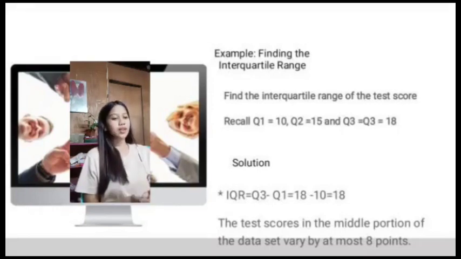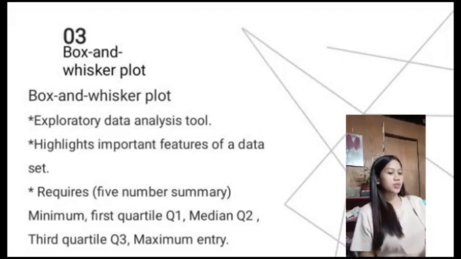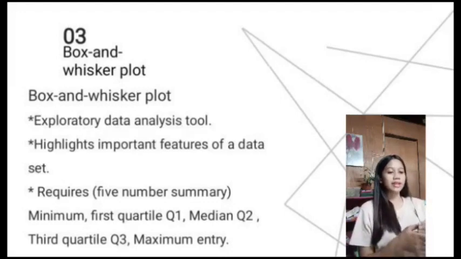So next we plot the box and whisker plot. Here it highlights the important features of a data set and requires the five number summary. So we need the minimum value, Q1, Q2, Q3, and also the maximum. Those are the things that you find in a five number summary of a data set.